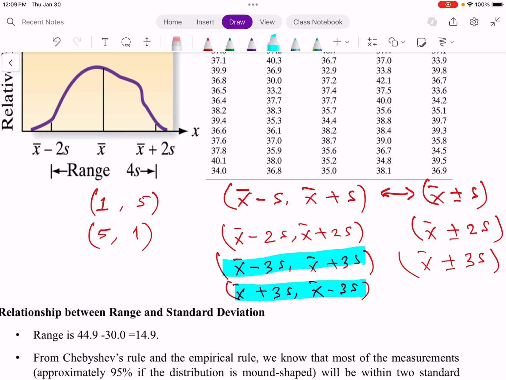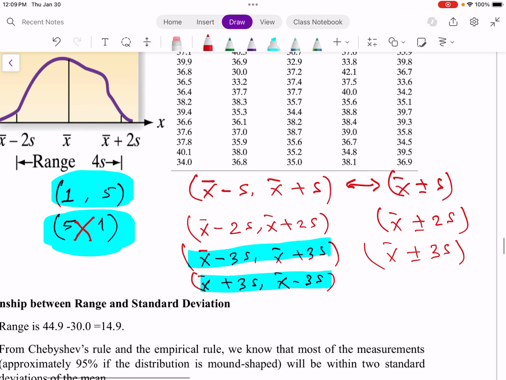Now, can you give me a number in this set? 4. We can find 4 in between 1 and 5. Now, can you give me a number in between this? Is it possible to have this kind of number? So here, how do we read it? This is a set of numbers greater than 5 and less than 1. Do we have a number greater than 5 and less than 1? That is not possible, right? We don't have any number. So this is not correct.